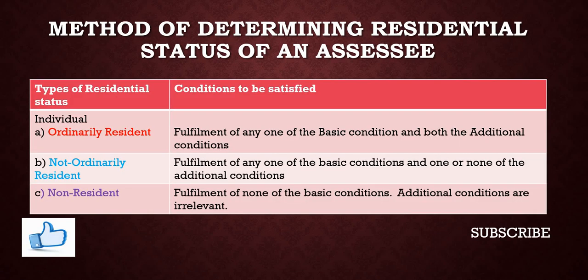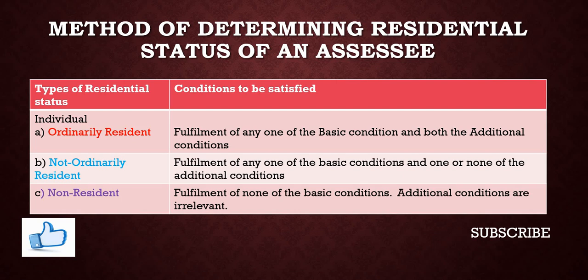Now let us go for determining the residential status of different types of assessees. An individual's residential status may be of 3 types: ordinary resident, not ordinary resident, and non-resident. Please remember that these 3 types are not the same for all assessees; they are applicable only to the individual assessee and Hindu undivided family. Now let us look into the determination of the residential status in case of an individual assessee.